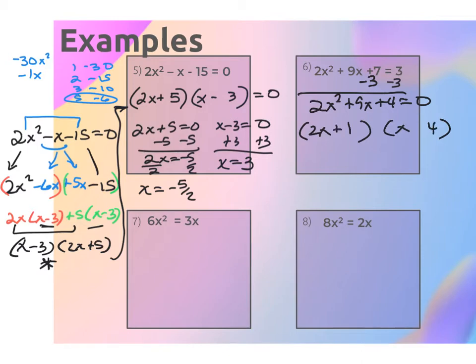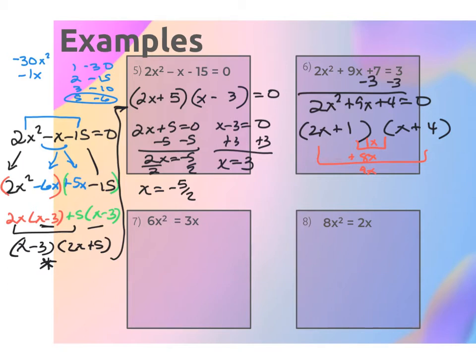Let me try 1 and 4. Notice both signs are positive, so both signs of my binomials will be positive. And this is actually the one that works. Really, all you need to do is test the outer and the inner. Inside gives me 1x. Outside gives me 8x, and when I add them, I do get 9x. So this is the correct factors with the correct signs.